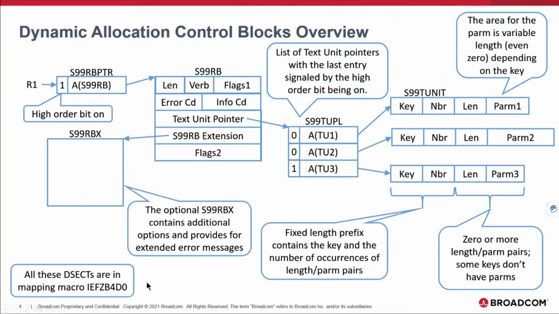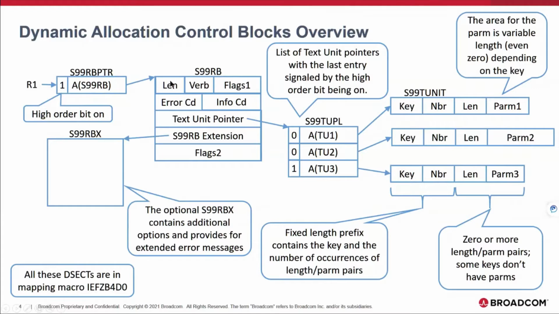Also, in that same macro are various DSECTs. Now, I know this is really busy right here, but this is everything in context. On the top here, you'll see these names. These are DSECTs that are generated by this macro down here. So there's an S99RB pointer, which is nothing more than a fullword address pointing to the S99RB, and the high order bit has to be on to indicate end of list. So it's just one parameter, one word.